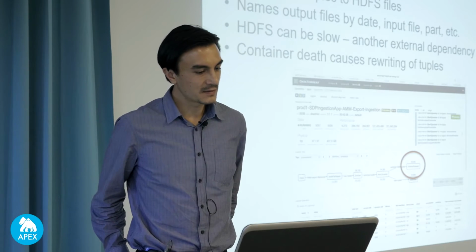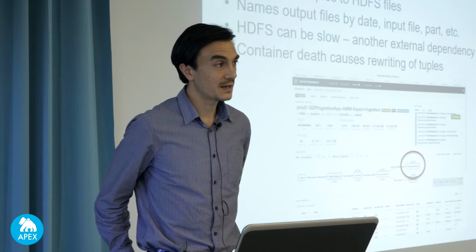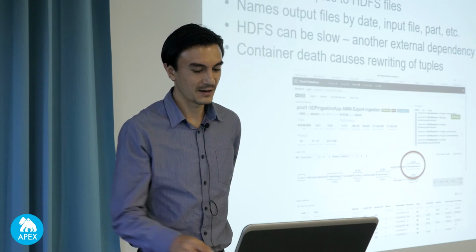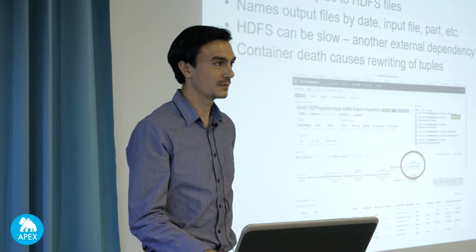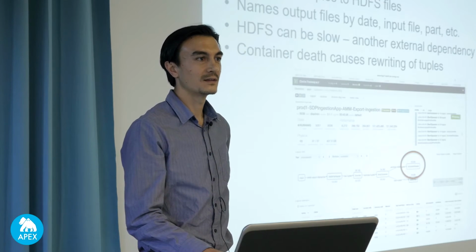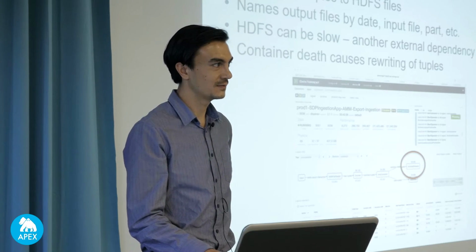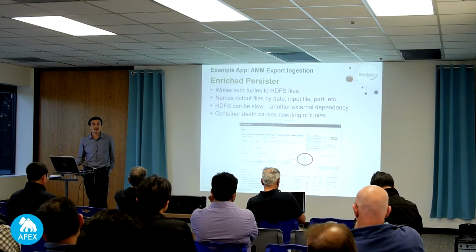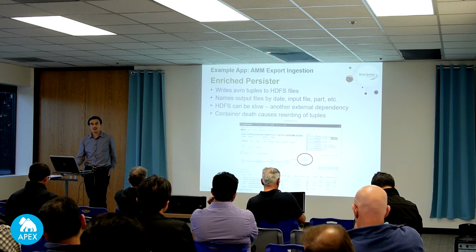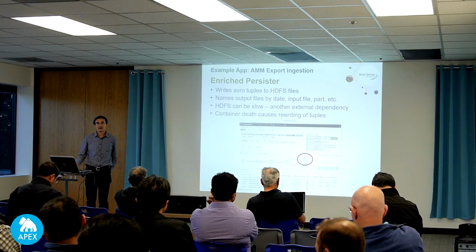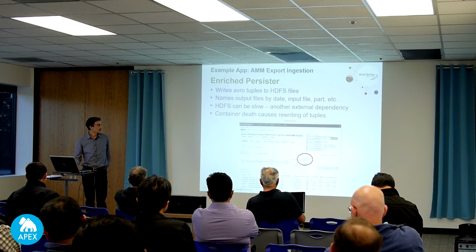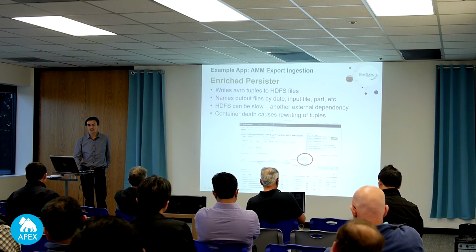Again, this operator has an external dependency on HDFS, which under high load can also be slow. The name node can be overburdened, and then network issues can also slow down this operator. So there are plenty of opportunities for there to be bottlenecks, and these are reasons why we, as I'm going to get to, looked into a need for back pressure.